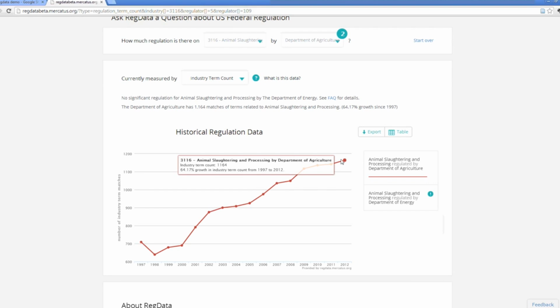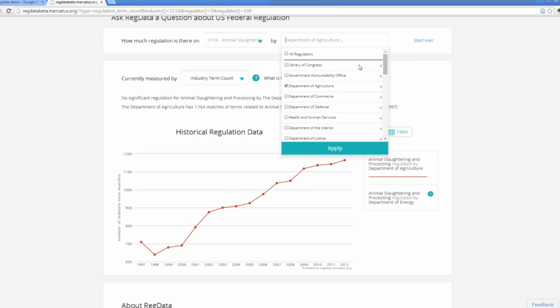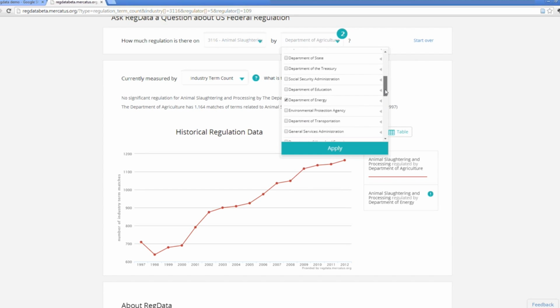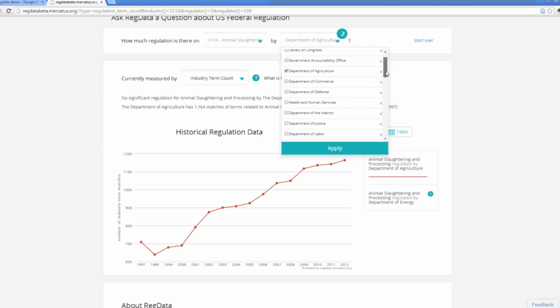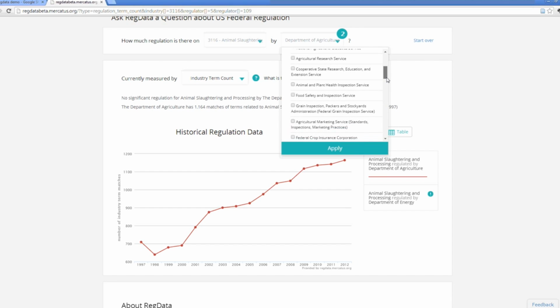Now we can also zoom in within the Department of Agriculture. So you go back up, there's 2 drop boxes. Now we select the regulator's drop box. I said Department of Energy, I meant Department of Agriculture. Unselect Department of Energy. Open up Department of Agriculture, and now I'm going to select a couple of different agencies within Department of Agriculture that I happen to know are interesting to look at.